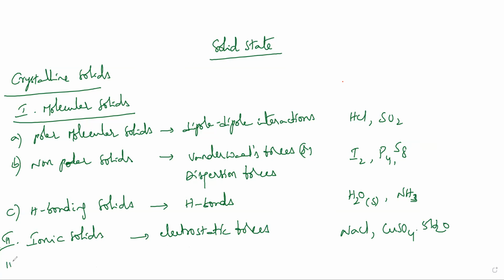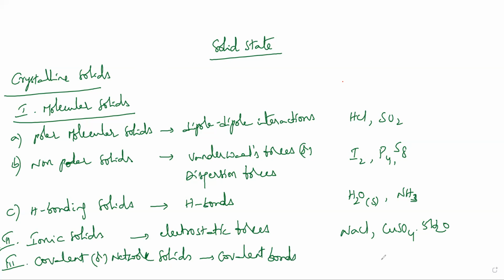Next, third type, covalent or, sorry, not metallic, network solids. Covalent or network solids. What are they? Covalent bonds are present. Examples, diamond, graphite. So all these are covalent or network solids.